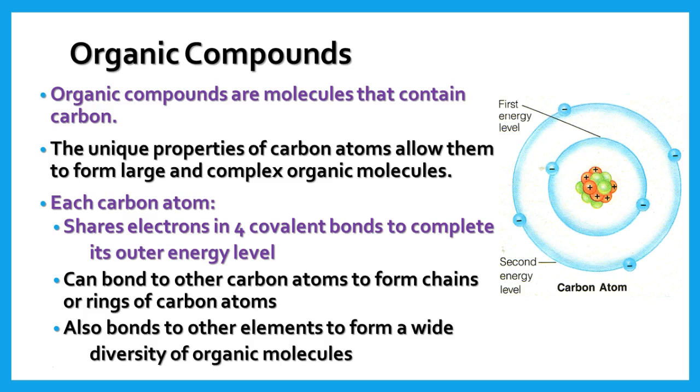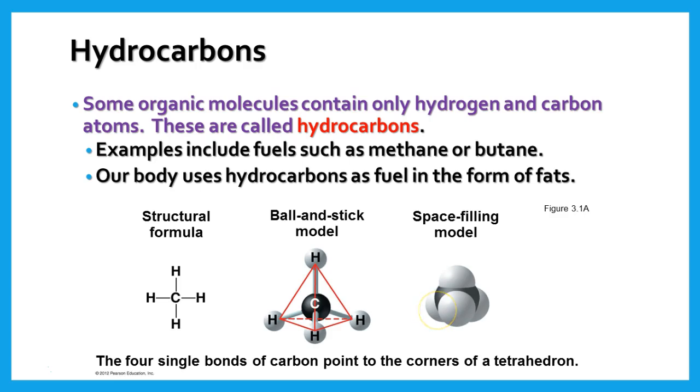Not only can it bond to other elements, it can bond to other carbon atoms to make chains or rings of carbon atoms, which is really important to the basic structure of organic molecules. So we've got a lot of different kinds of molecules that get formed with this basic substance that makes up the backbone, basically, of all of these organic molecules. There are some organic molecules that have only hydrogen and carbon, so we call those hydrocarbons, which makes sense, hydro for hydrogen and carbon. Things like methane, butane, gasoline, other kinds of fuels like that are hydrocarbons.